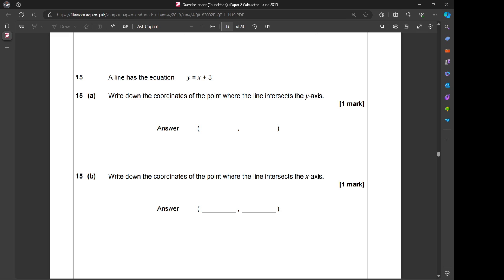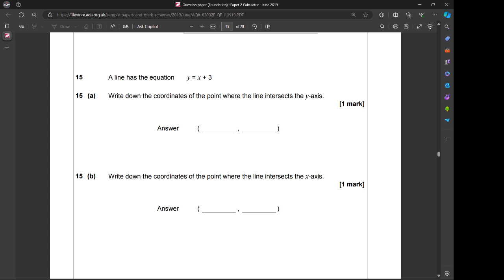Hello, London girl, welcome. A line has the equation y equals x plus 3. 15a: write down the coordinates of the point where the line intersects the y-axis. The y-axis is when x equals 0. When x is 0, y is 3, so the coordinates will be (0, 3). That's 15a done.